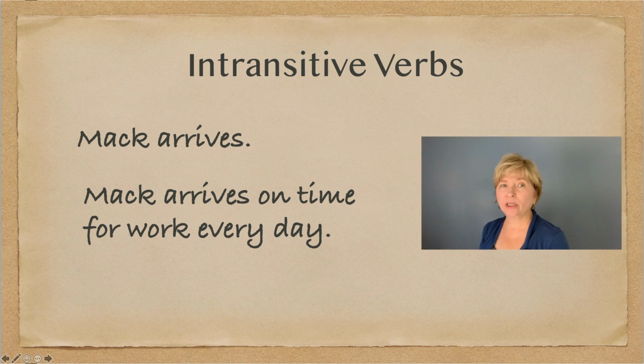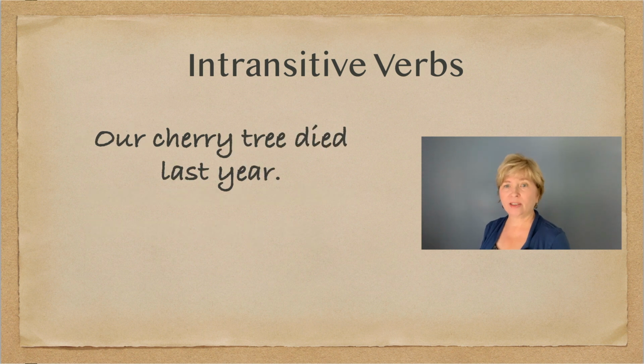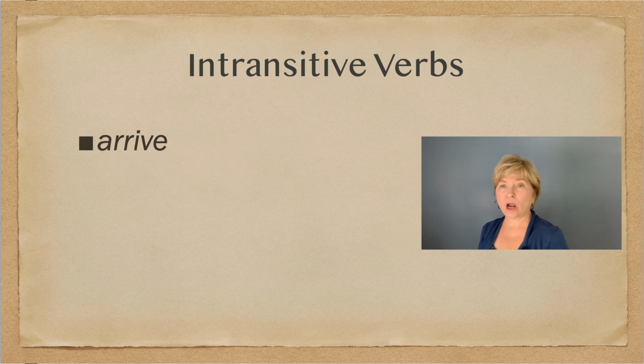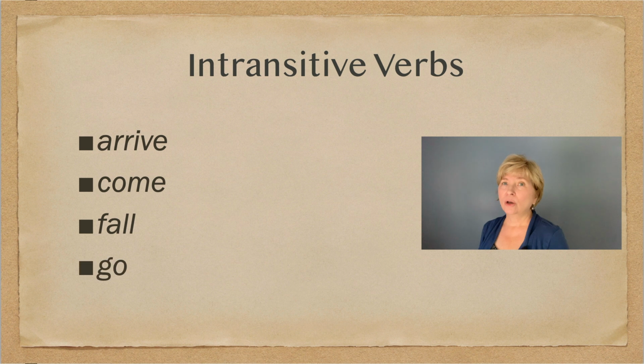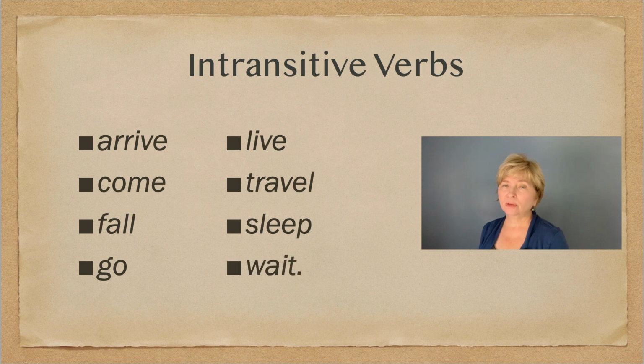The other example is die. Suppose we say, our cherry tree died last year. You can't ask what or who did our cherry tree die. That makes no sense at all. Die is an intransitive verb. Some common intransitive verbs are arrive, come, fall, go, live, travel, sleep, and wait.